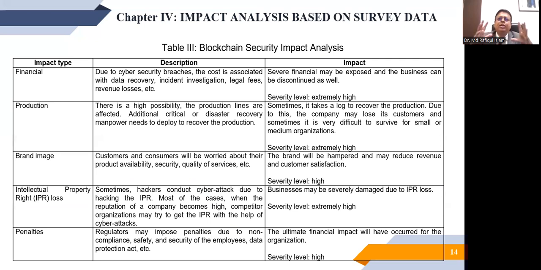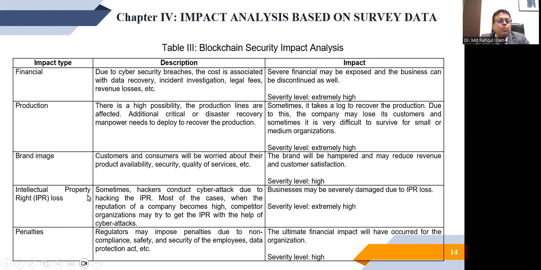So what are the security impacts? Basically, these are the things that can impact a company. As per the ISO standard, the analysis covers financial impact, production, brand image, intellectual property rights, and penalties, along with severity. We calculated the severity once these are compromised. The financial severity level is extremely high. Production, if stopped or if data is lost, is also extremely high. Brand image being lost is probably high.